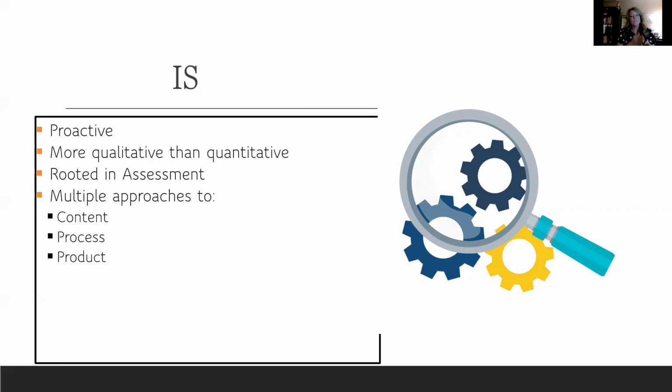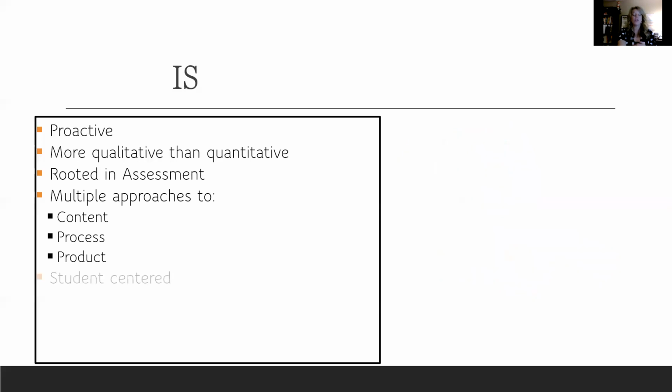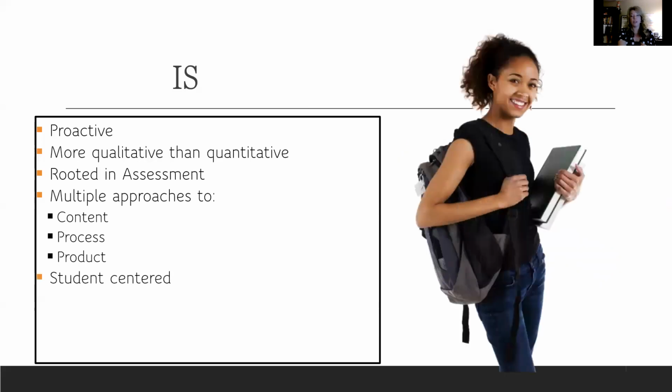So when you differentiate these three elements, you offer different approaches to what students learn, how they learn it, and how they demonstrate their learning. This is not a one-size-fits-all. Differentiated instruction is always student-centered. A DI classroom operates on the premise that learning experiences are most effective when they are engaging and relevant and interesting to students.